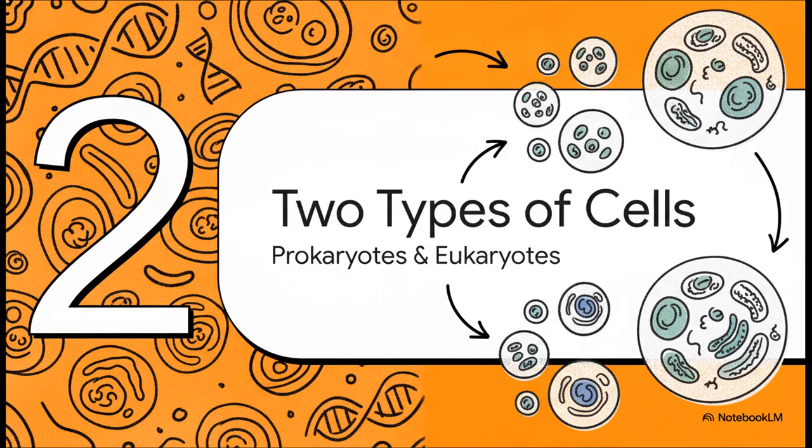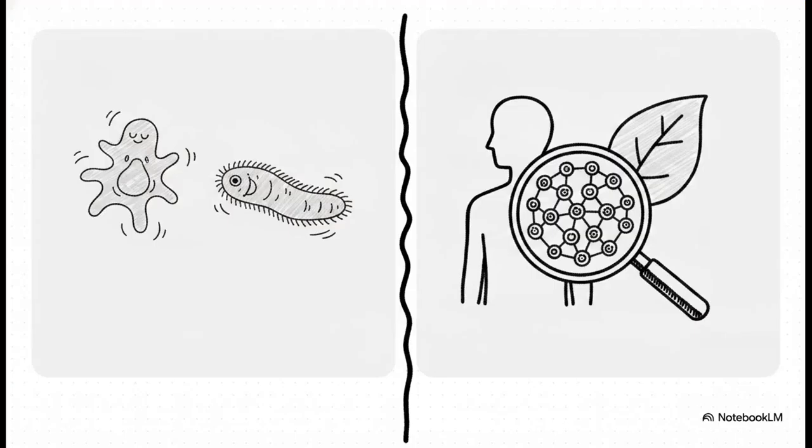Section 2. Prokaryotes versus eukaryotes. Before we zoom in too far, we first have to distinguish between cellular makeup. On one hand, you have unicellular organisms, like the amoeba or paramecium, where just a single cell is the entire independent organism. Pretty wild, right? Then you have multicellular organisms. Humans, plants, animals. We are made of incredibly vast networks of cells, all working together in perfect harmony.